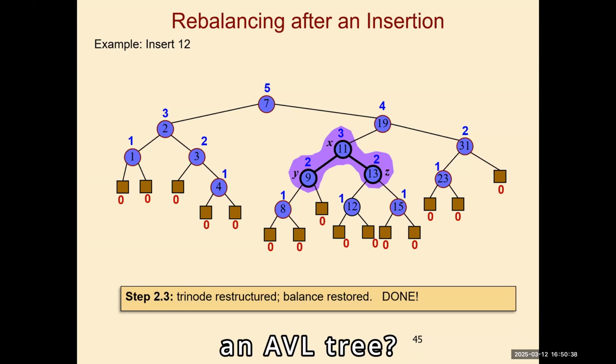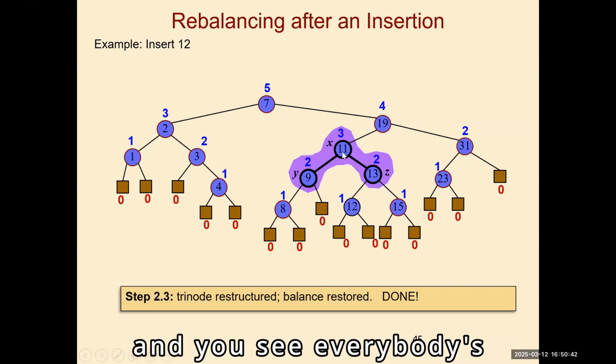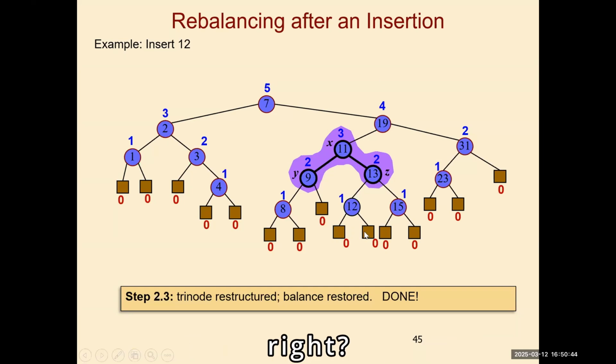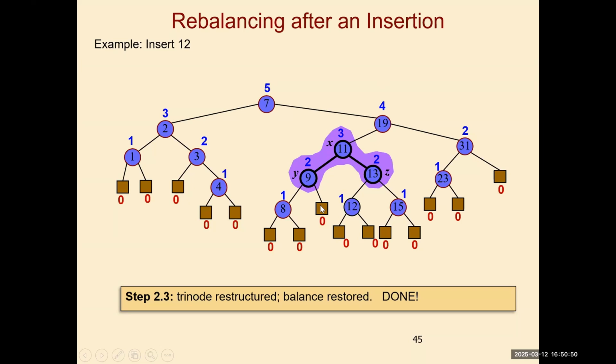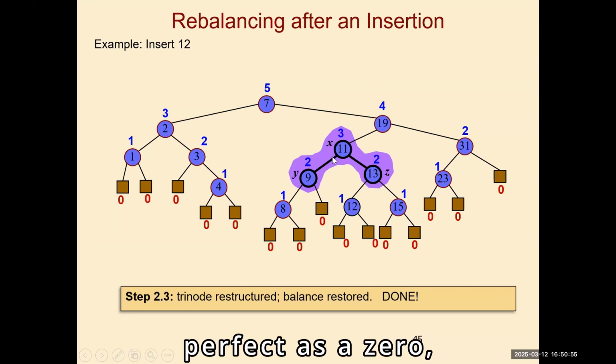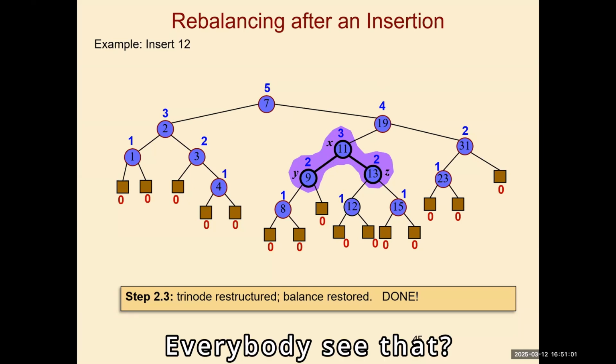Why is it an AVL tree? Well, you just look and you see everybody's going to be happy, right? In fact, it's pretty balanced. This guy here has 1 minus 0, so he's a little off balance, but everybody else is perfect, a 0, right? It became pretty good. Everybody see that?